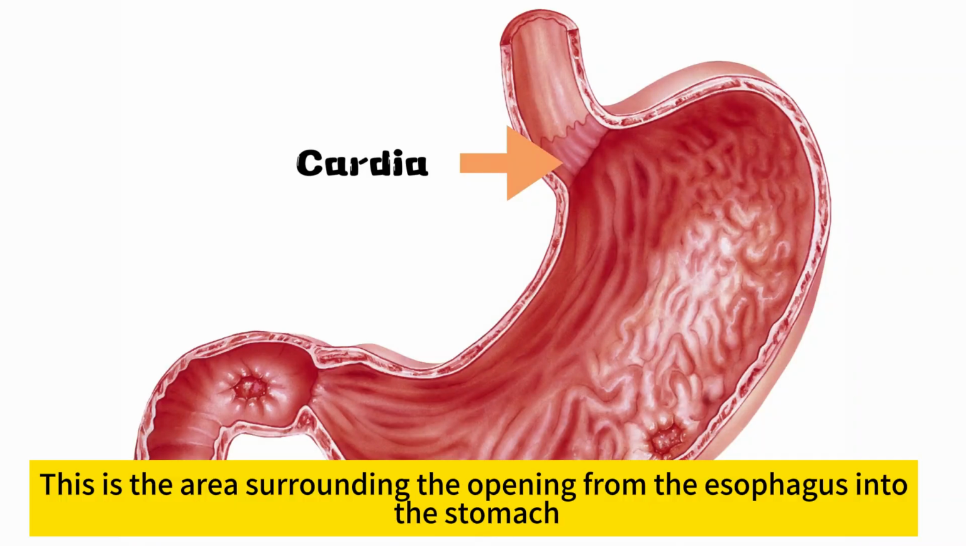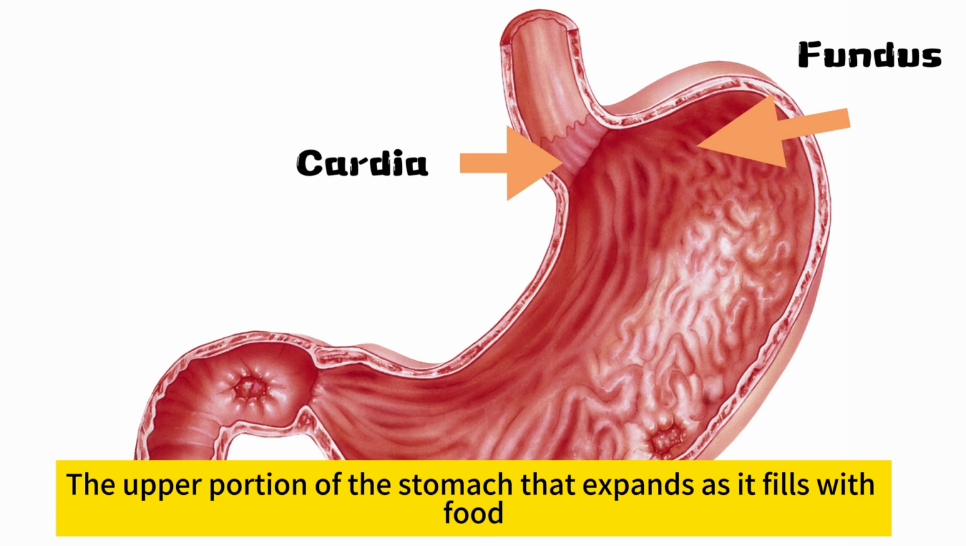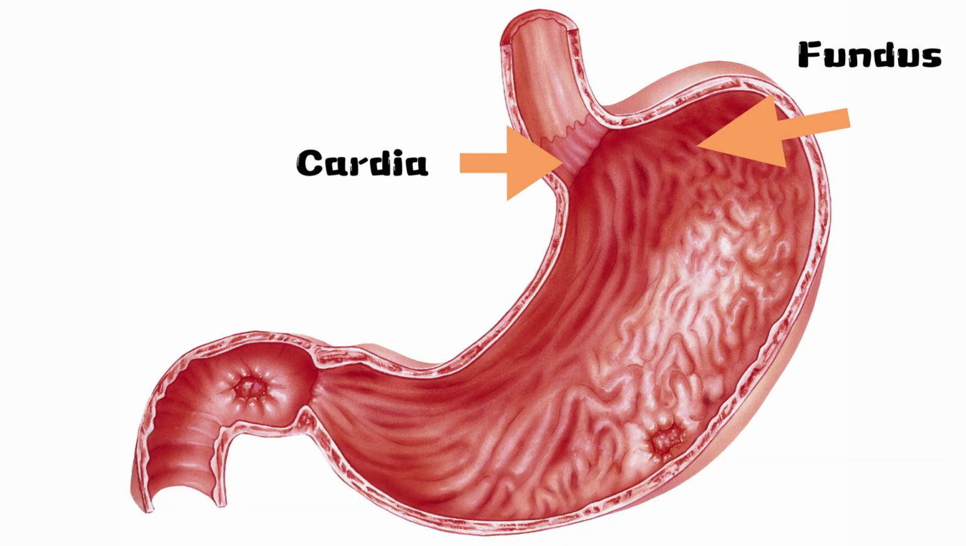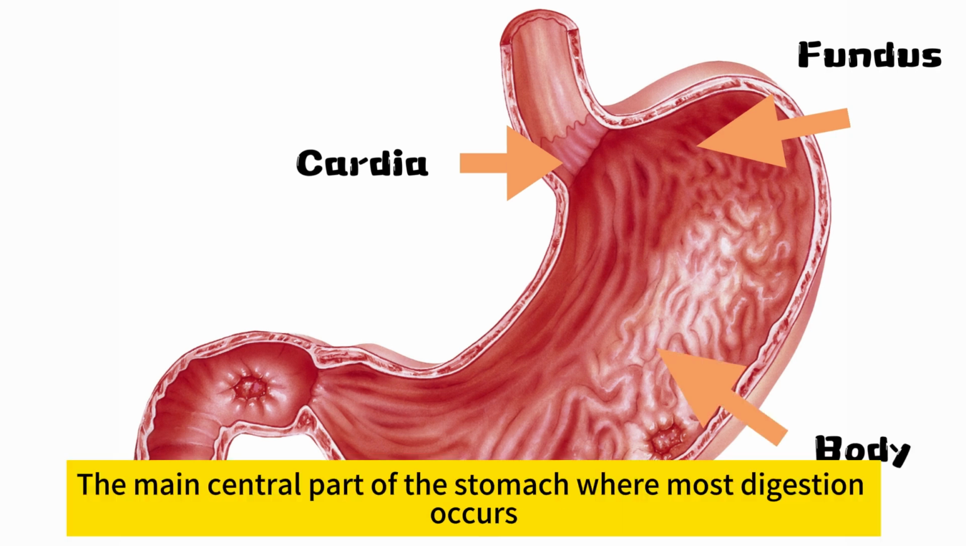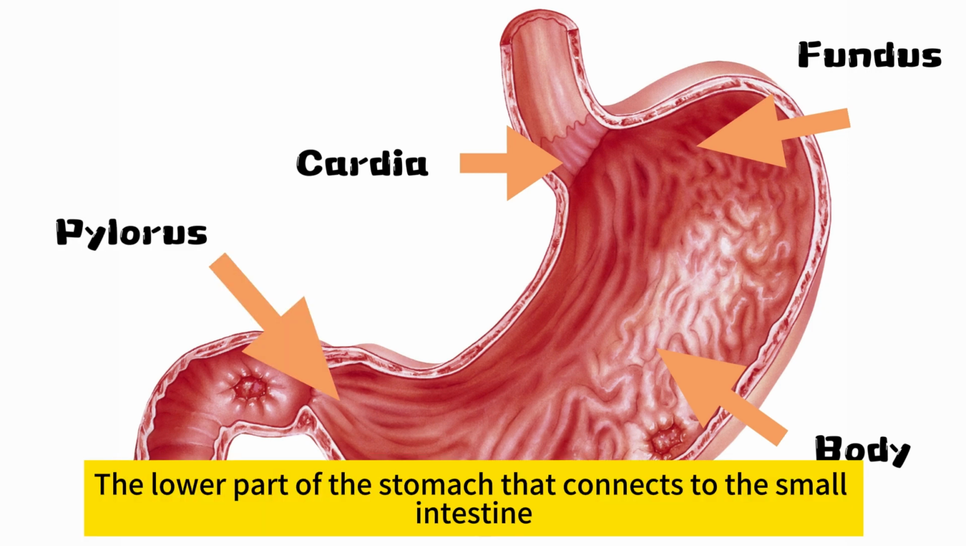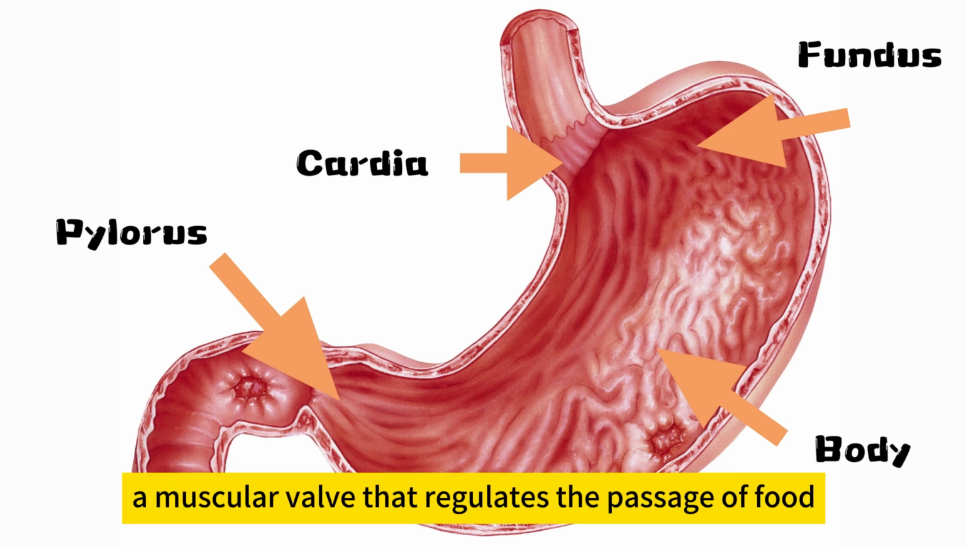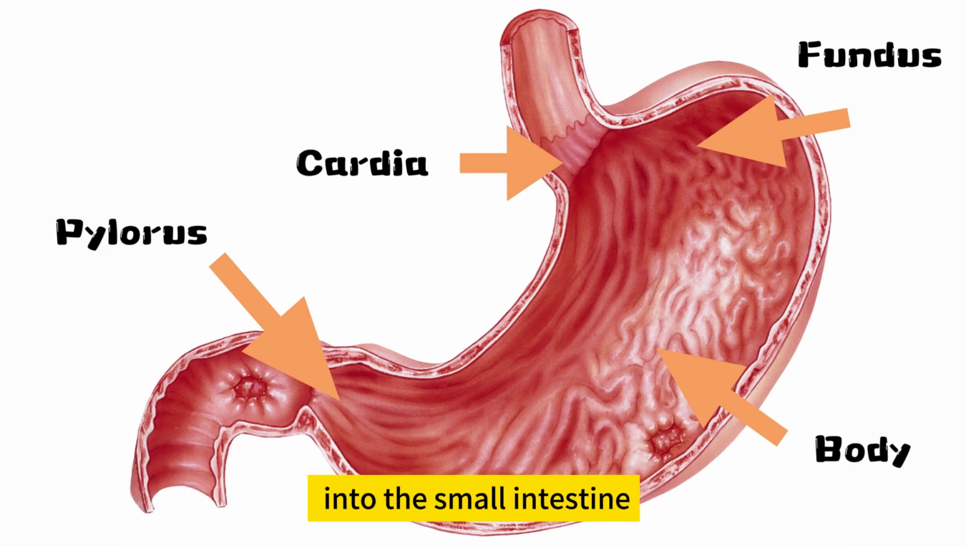A. Cardia. This is the area surrounding the opening from the esophagus into the stomach. B. Fundus. The upper portion of the stomach that expands as it fills with food. C. Body. The main central part of the stomach where most digestion occurs. D. Pylorus. The lower part of the stomach that connects to the small intestine. It contains the pyloric sphincter, a muscular valve that regulates the passage of food into the small intestine.